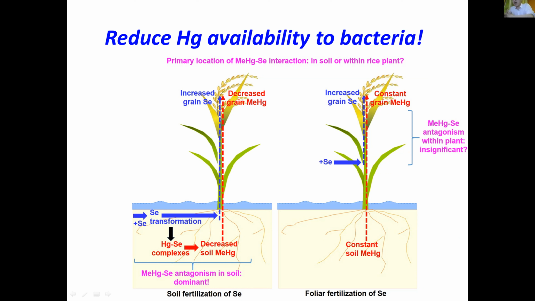So now we can see that the underlying mechanism of the methylmercury selenium antagonism in soil-rice systems is mainly because of the interactions of mercury and selenium in the soils and the reduced mercury availability to bacteria under selenium amendment. So maybe we can spend 1 minute to look at this figure to digest this information. If you have any questions, you can just send me an email, or you can just text me, or you can just ask me questions after the lecture. I'm very happy to answer your questions.